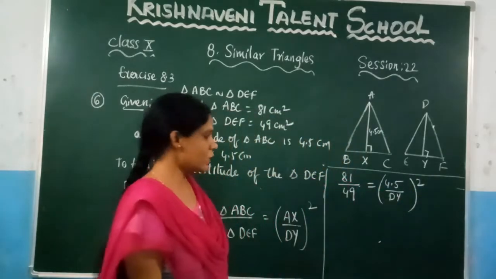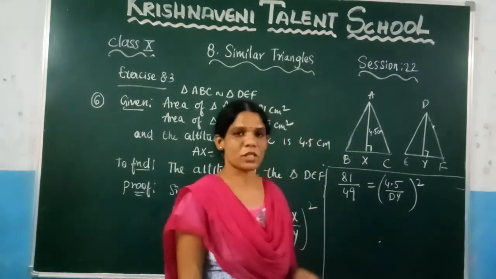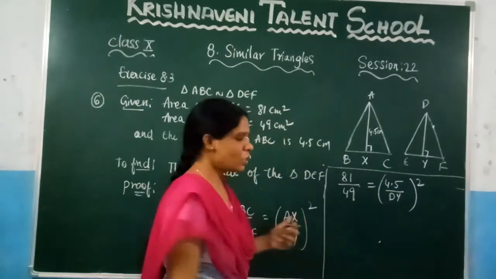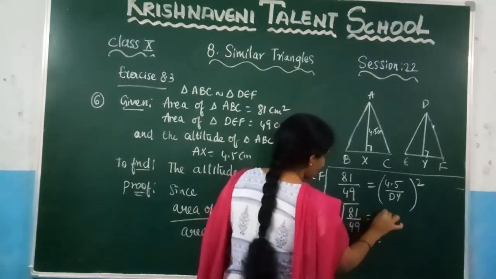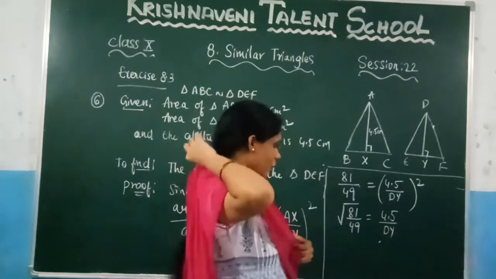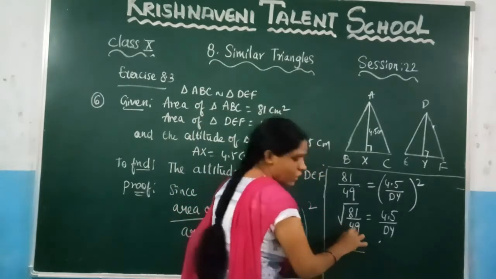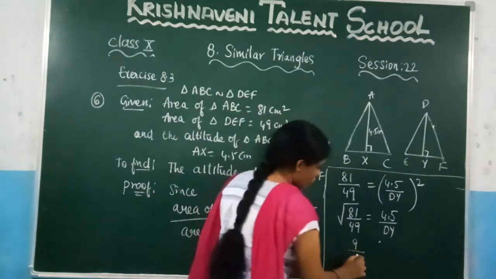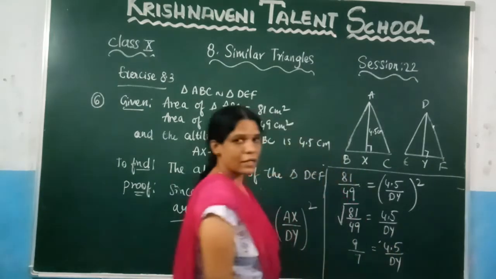Now let us simplify this one so that we will get the length of DY, which is nothing but the altitude of the smaller triangle. Now if you take this square to this side, it will become root. So you will get here root over 81 by 49 is equal to 4.5 by DY. Now what is the root of 81, which is nothing but 9. So you can write it here 9. And what is the square root of 49, which is 7, because 7 into 7 is nothing but 49. So you get here 7 is equal to 4.5 by DY.